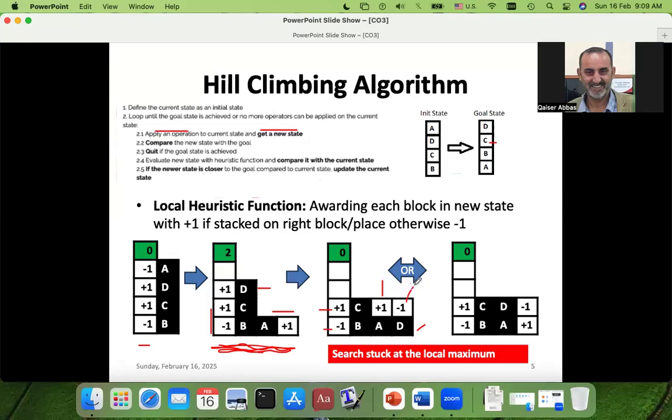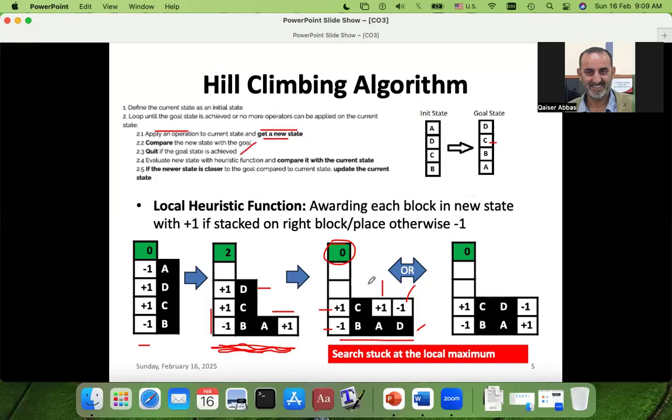So then I will award what? -1. And if you add again, then you will have what? 0. The heuristic cost for this state is 0. So now you are getting a new state and comparing with the goal.